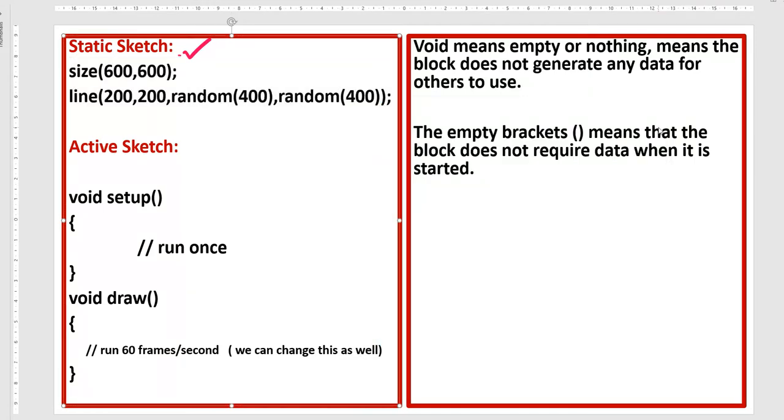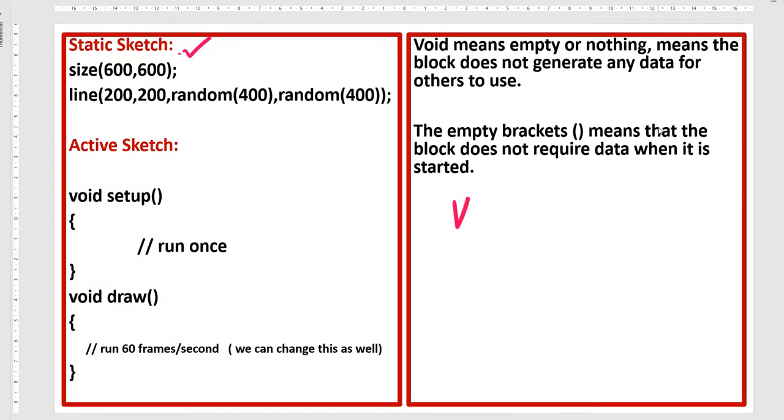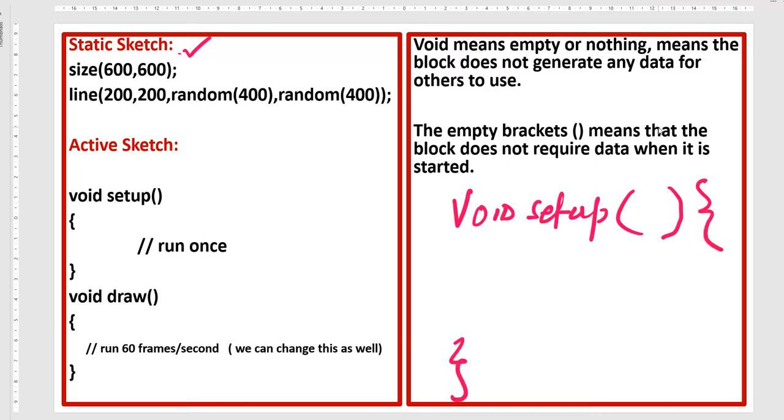In an active sketch, as I have told you, you have to write two fundamental regions. One is called void setup. I will show you here: void setup, and then you make blank parentheses. Whatever function you have to write in the void setup area, you write between the two curly braces. As I have told you, whatever we write here will run only one time. Just like size, if you want to set the size of your canvas, you have to write it in the void setup area because it will run only one time.